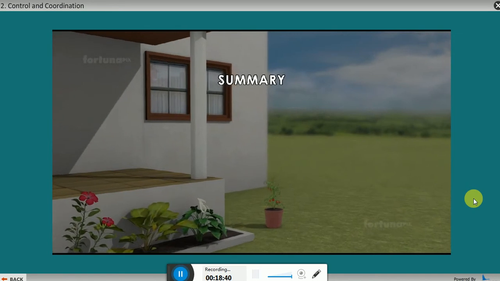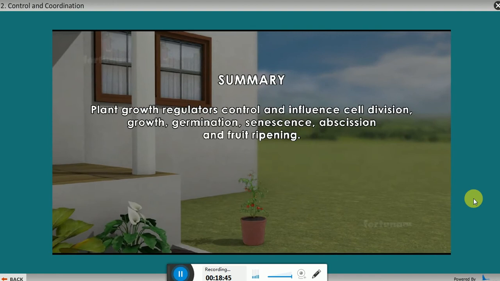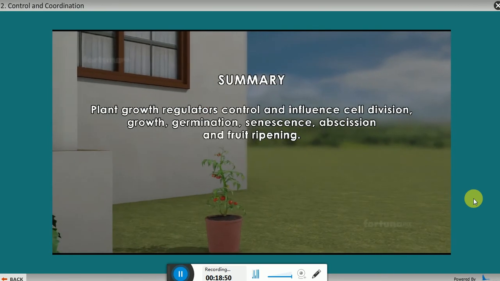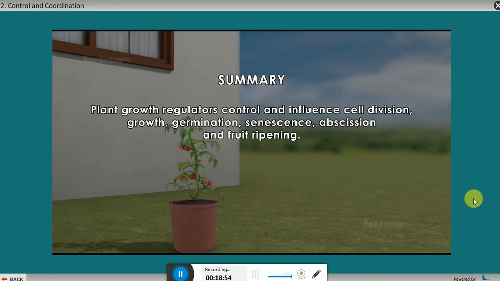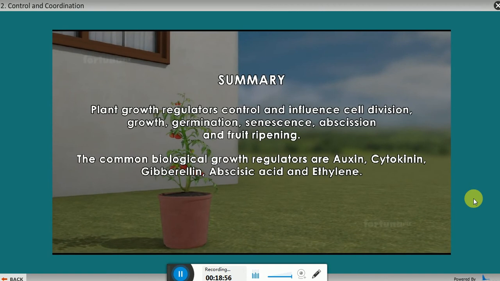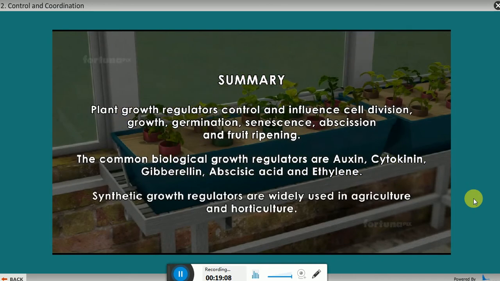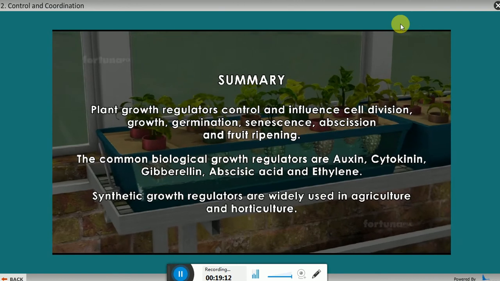Summary: plant growth regulators control and influence cell division, growth, germination, senescence, abscission, and fruit ripening. The common biological growth regulators are auxin, cytokinin, gibberellin, abscisic acid, and ethylene. Synthetic growth regulators are widely used in agriculture and horticulture.